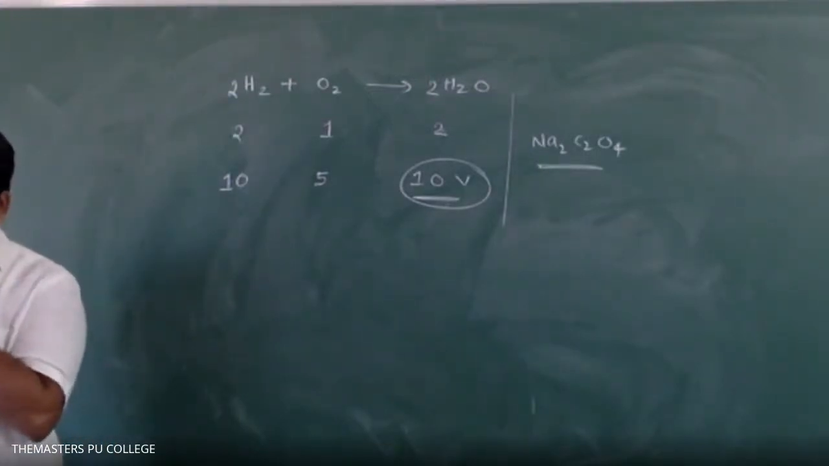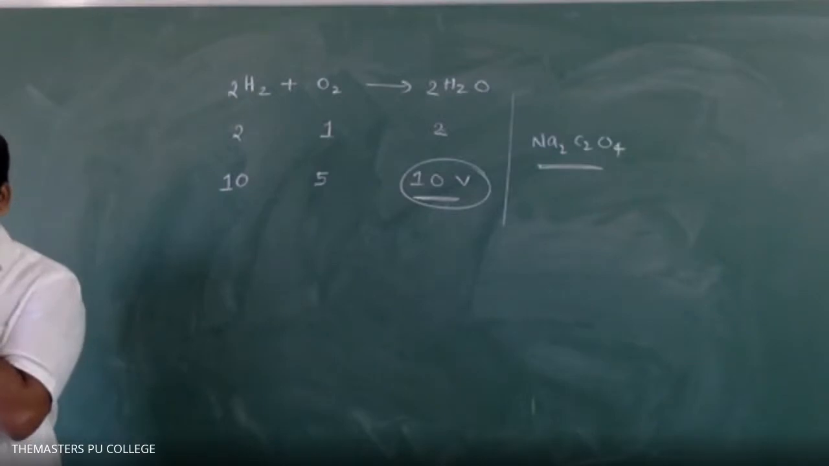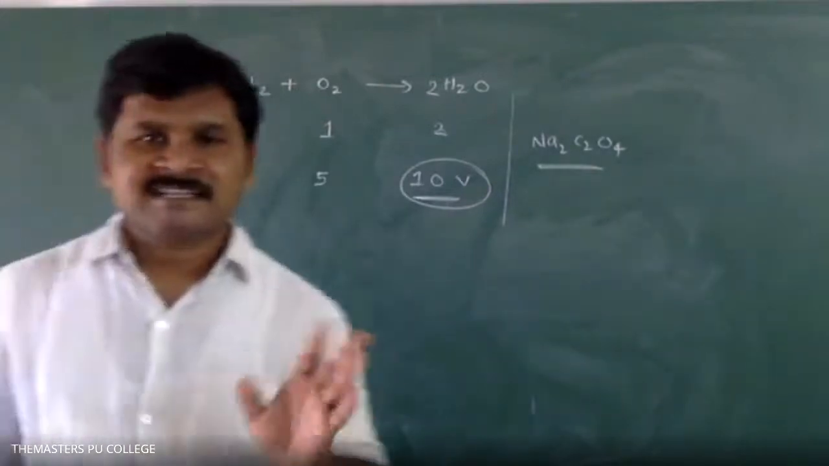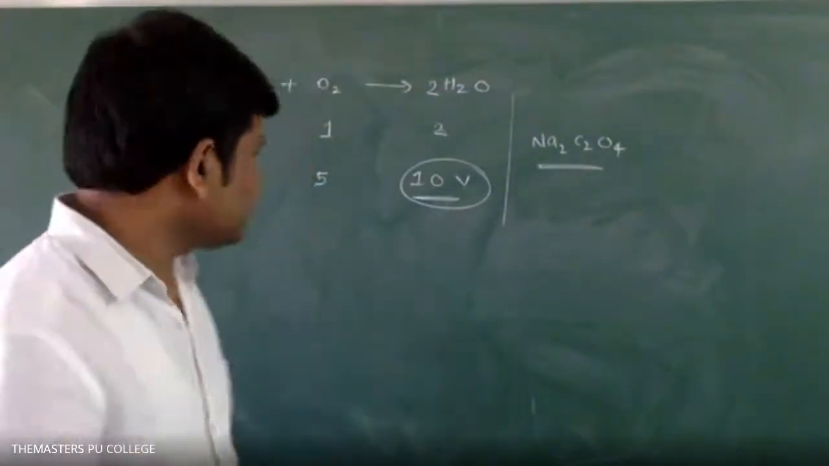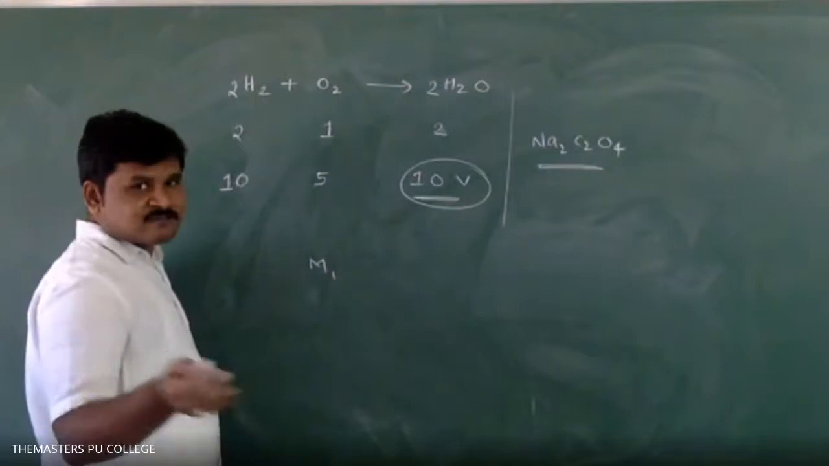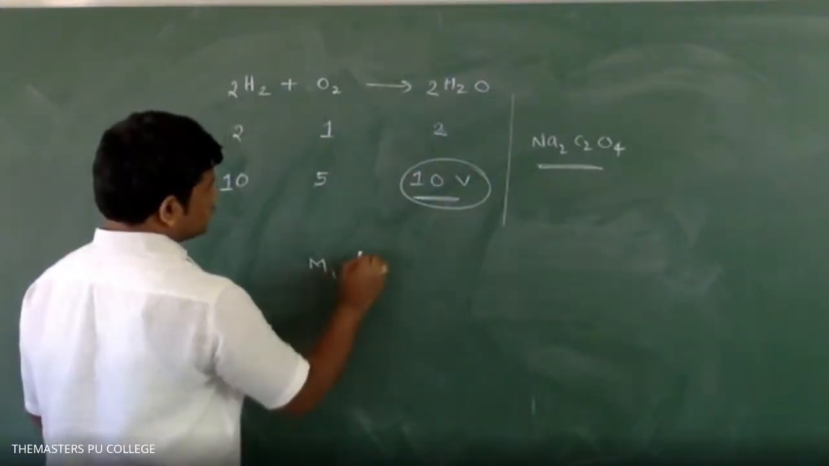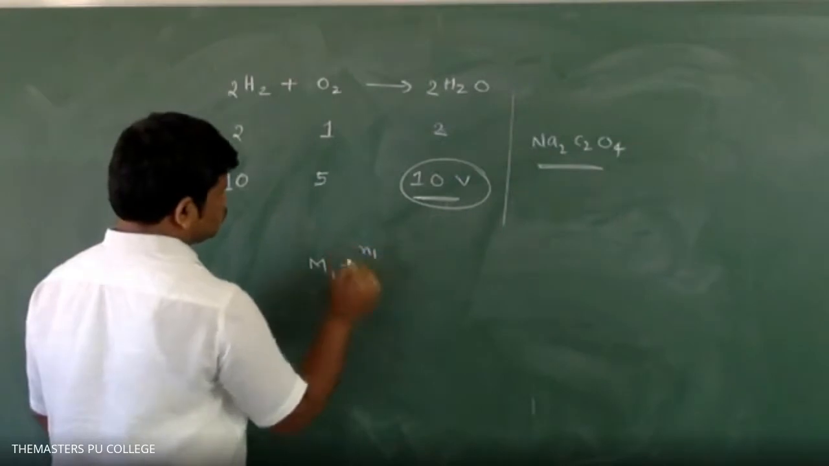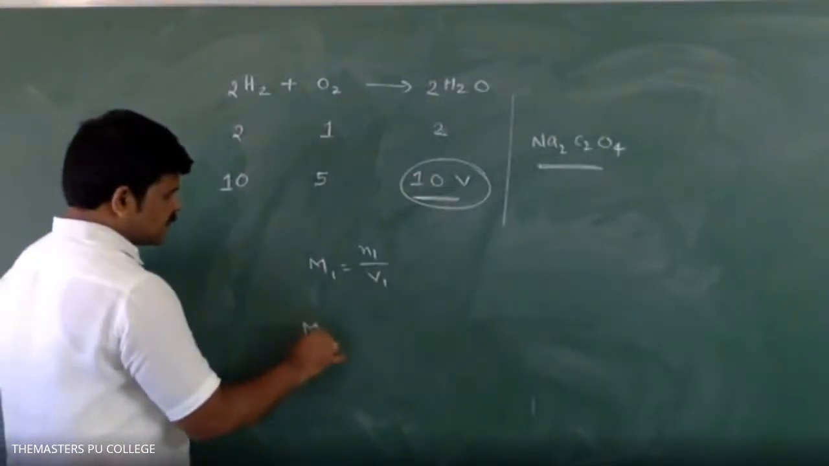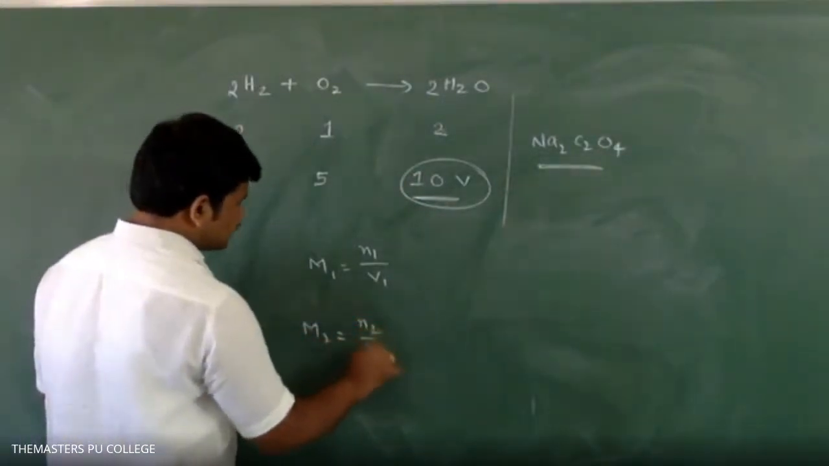Next, question number 95. Two binary solutions have same molarity. Which of the following statement is true? Equal volumes of two solutions contain equal number of solute molecules. So how are we saying this? Please write the molarity formula first. Say for example, in these two solutions, M1 is equal to N1 by V1, M2 is equal to N2 by V2.